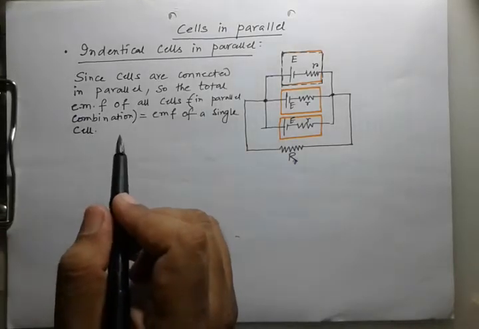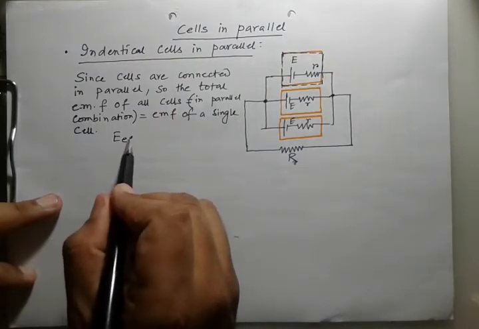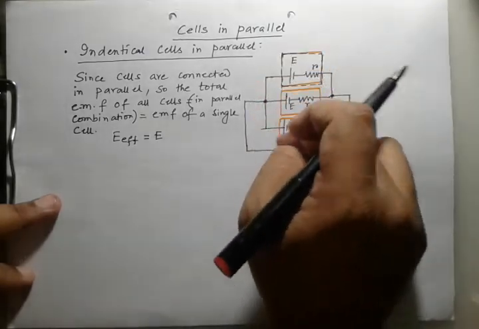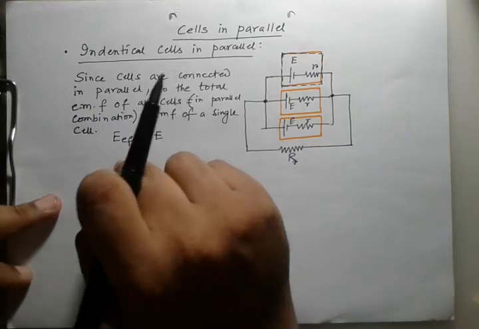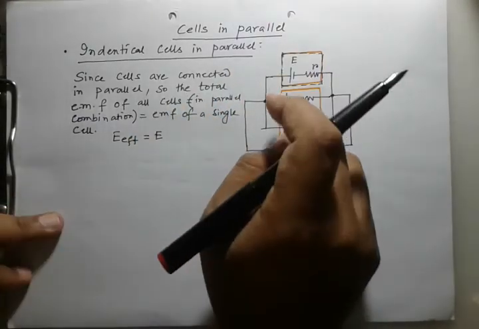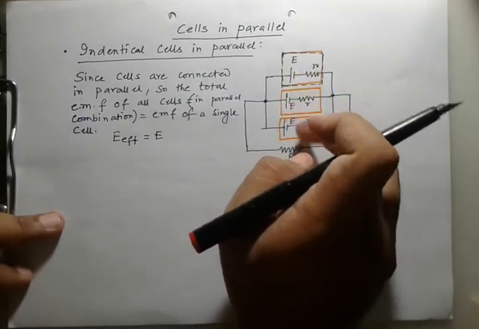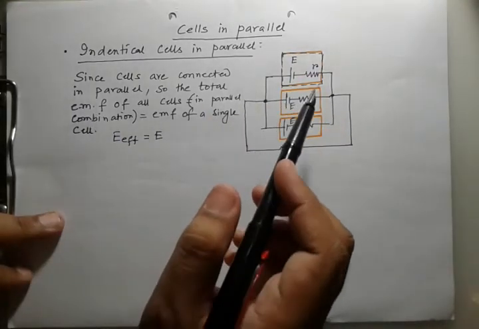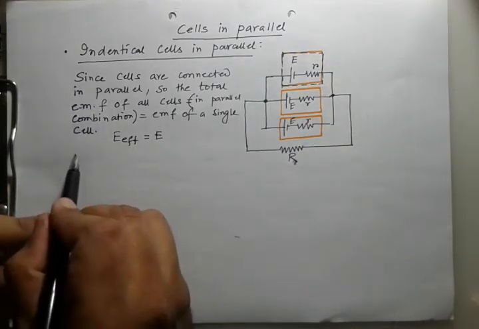So what is the effective EMF? E eff means the effective EMF. That means instead of these three, we are going to connect another cell whose EMF will be this one, so it will be the same. Now what is the equivalent internal resistance? See, all the internal resistances are connected in parallel. Say m number of internal resistances are there.